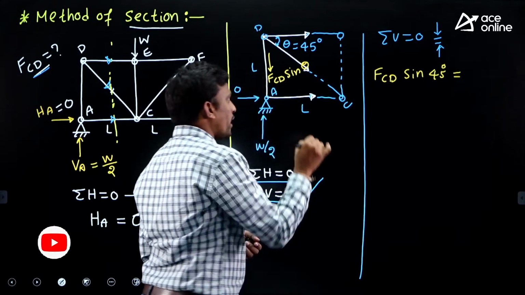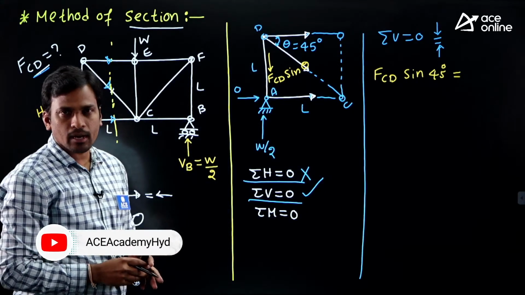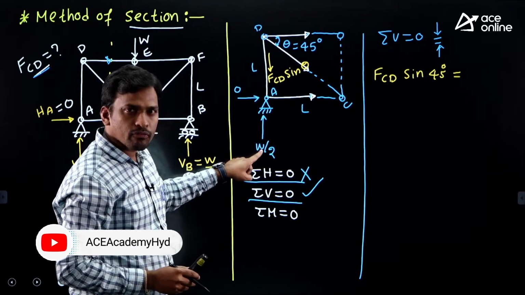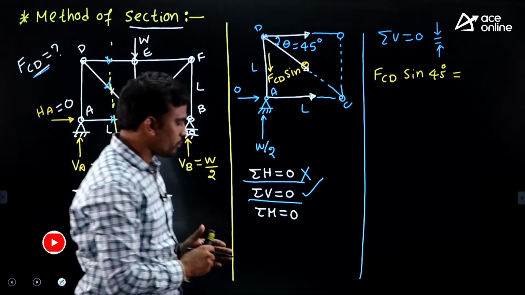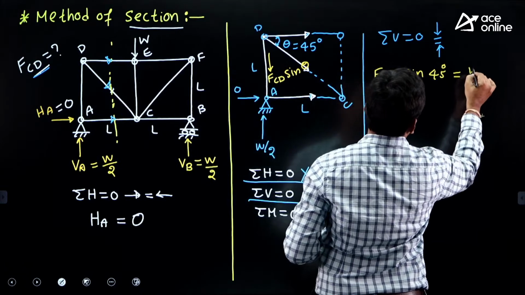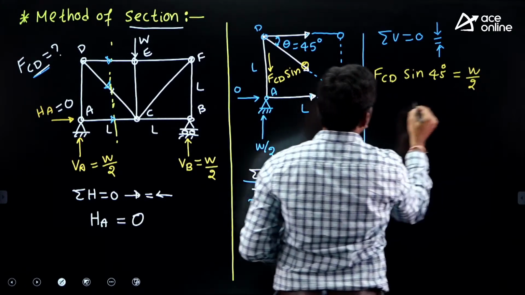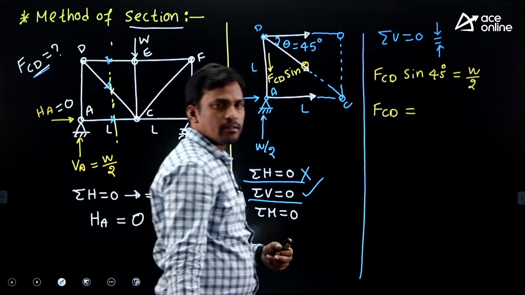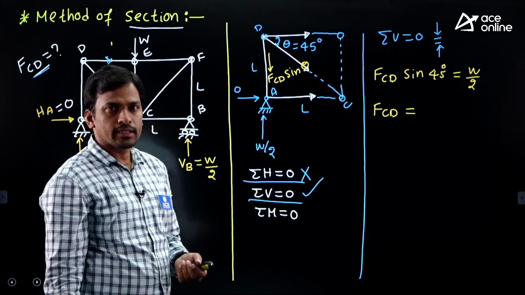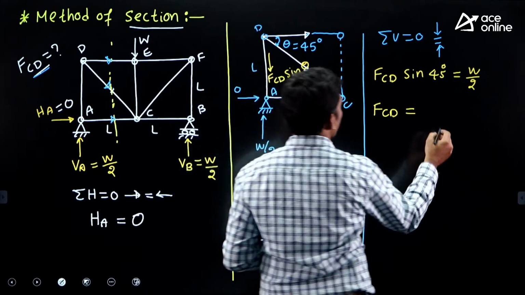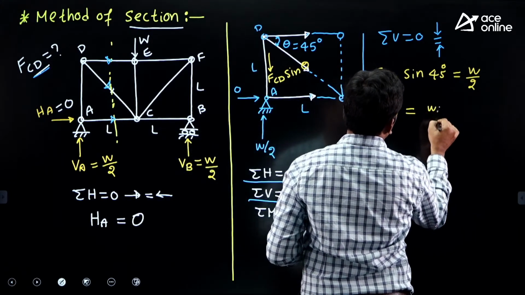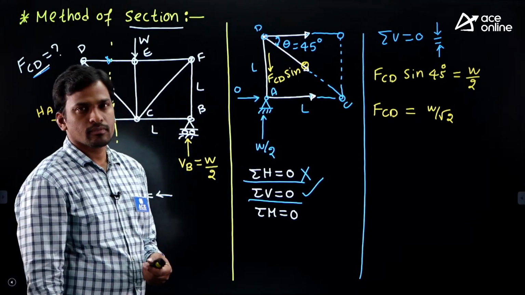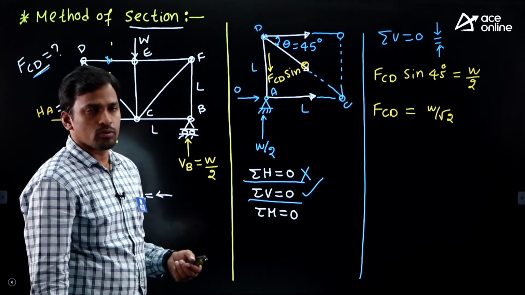Then what are the upward forces in this diagram? In this free body diagram, we have only one upward force, that is reaction W by 2. Okay, so W by 2. Now, from this equation, can you find the force in member CD? Find the force in member CD. Okay, then this is W by root 2.